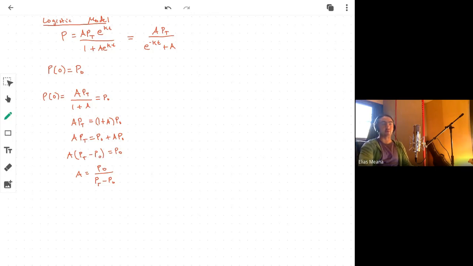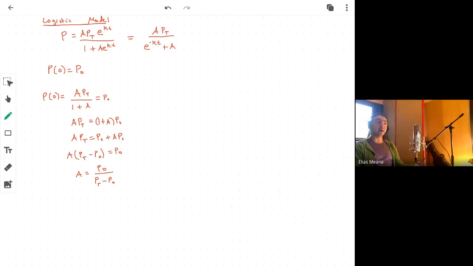So let's say that there was one person in the world who was initially infected with coronavirus. That would be p0 is equal to 1. Pt would then be 7 billion for the population of the world, right? And so we'd have our A is 1 over 6,999,999,999, right? Which is a really ugly number.